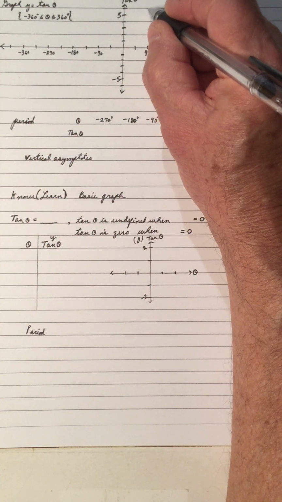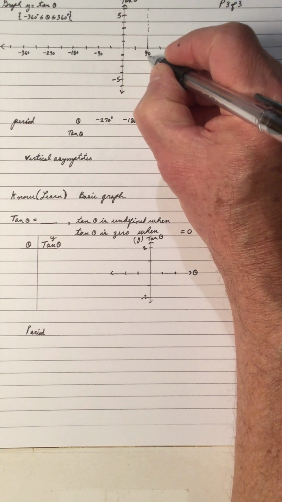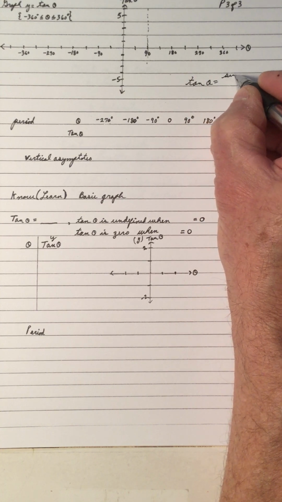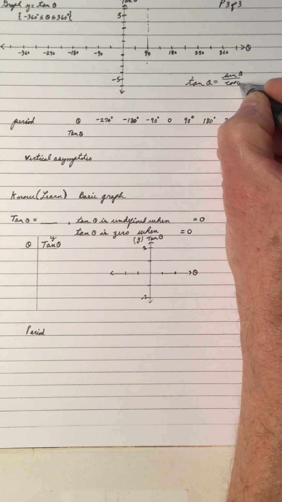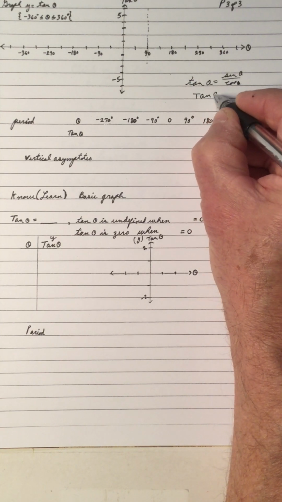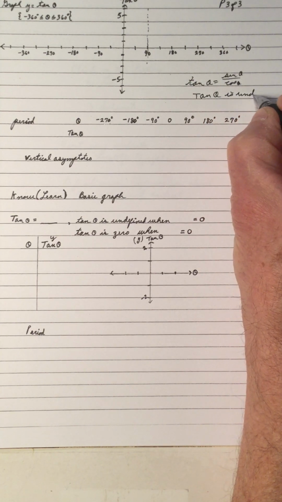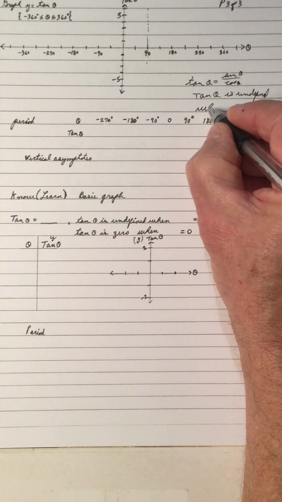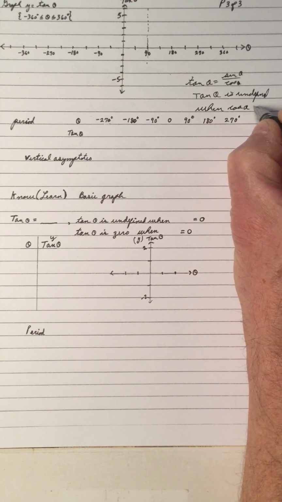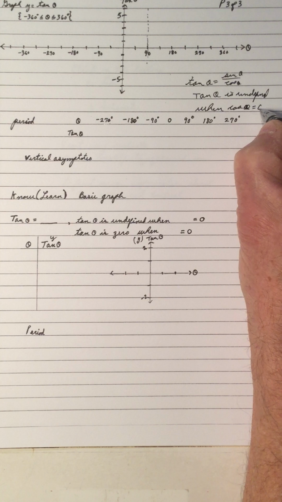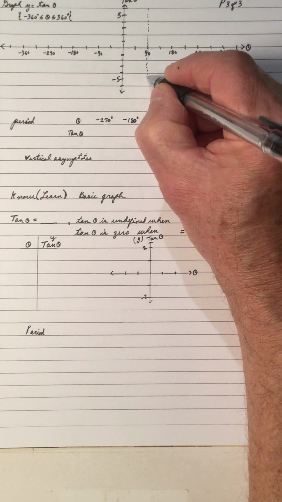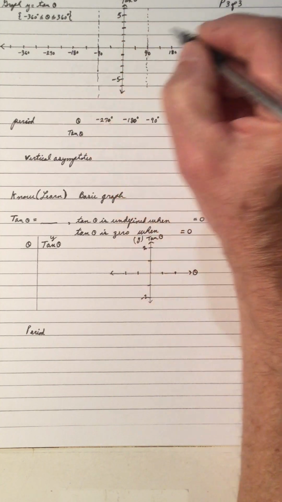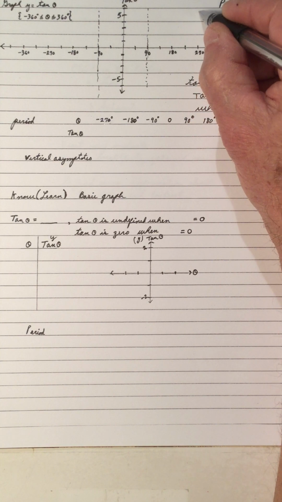Well, we found that tan is undefined. Remember, tan theta is sine theta over cosine theta. We have to keep this straight. Tan theta is undefined when cos theta equals 0. And that's at 90 and negative 90. Remember, the period is 180. So we go at 180, we get 270.